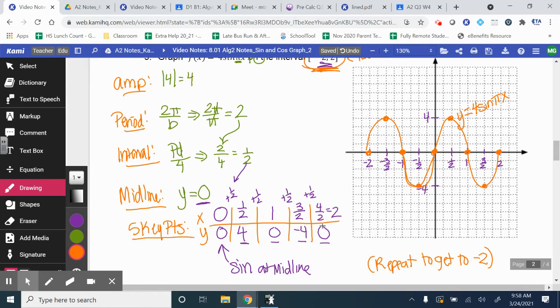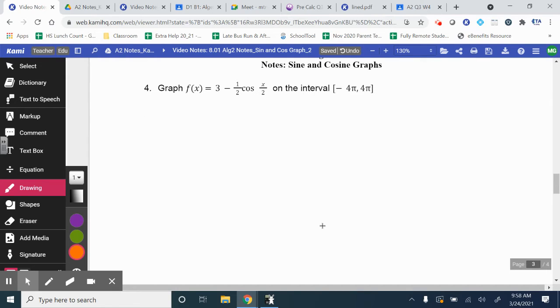All right, let's do another one. Number 4, we've got f of x equals negative 3 minus 1/2 cosine of x over 2. So first thing I would do here is rewrite this so it's in my a cosine bx plus c form. So I'm going to keep my negative 1/2 cosine x over 2 first plus my positive 3. So now I can find my amplitude, period, all that stuff easily. Pause the video, find your amplitude, period, interval, midline, and your 5 key points.